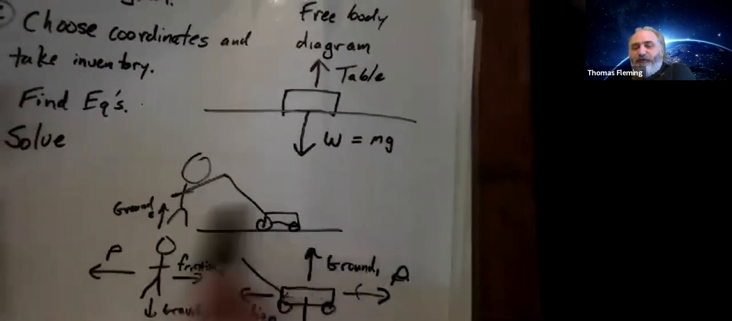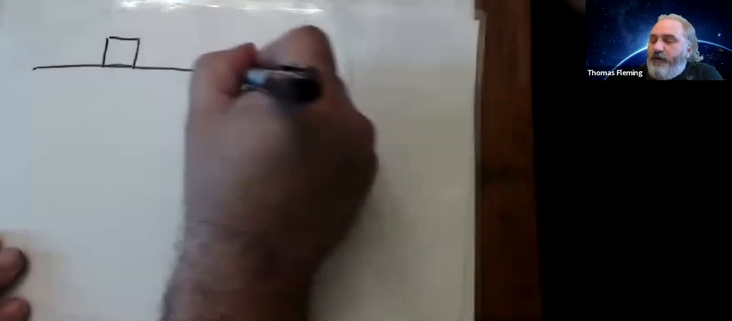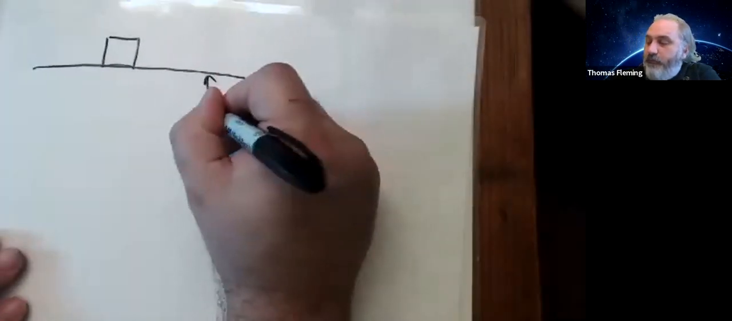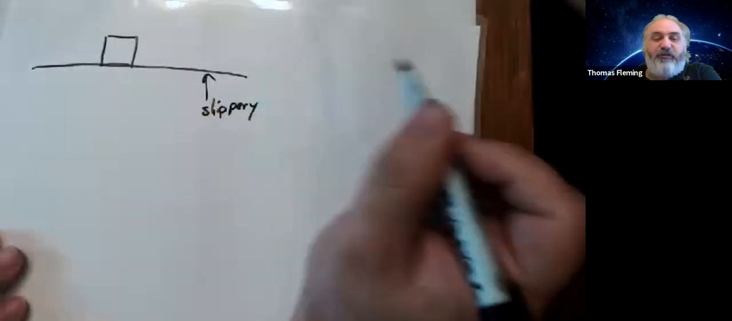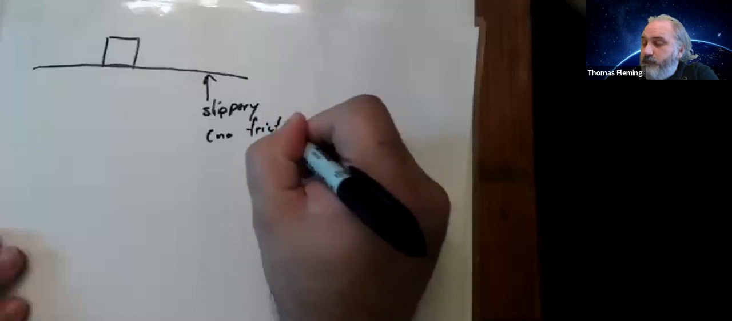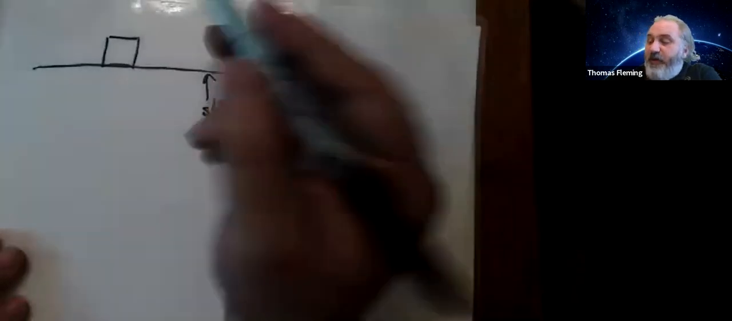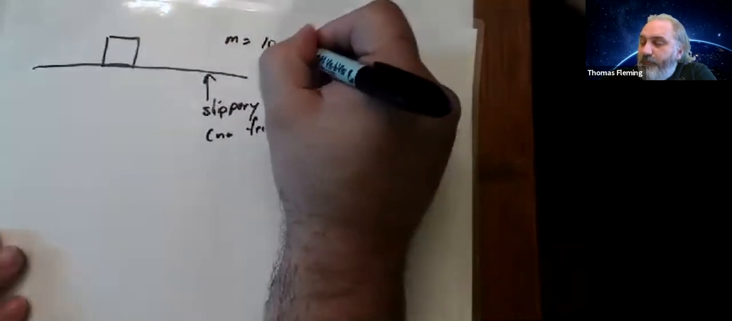I don't want to do this problem in its fullness because that's more complicated than I want. Let's go with something still a little simple, but not ridiculous. Let's imagine I've got a box sitting on a slippery ground. I'm going to say that it's slippery so that there's no friction. And I tell you that the box has a mass of 10 kilograms.